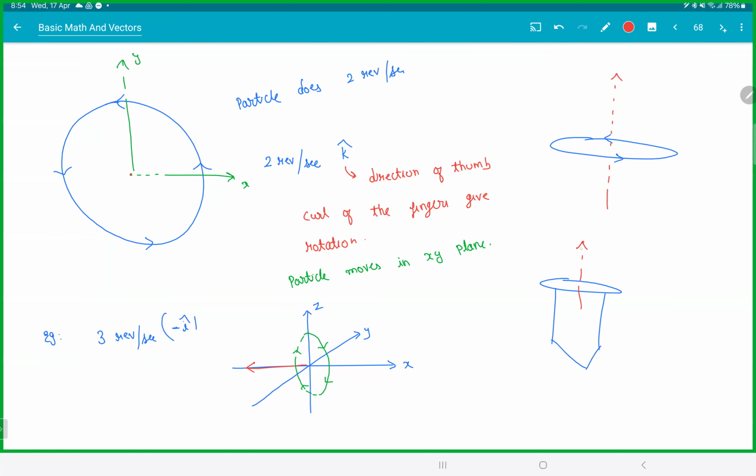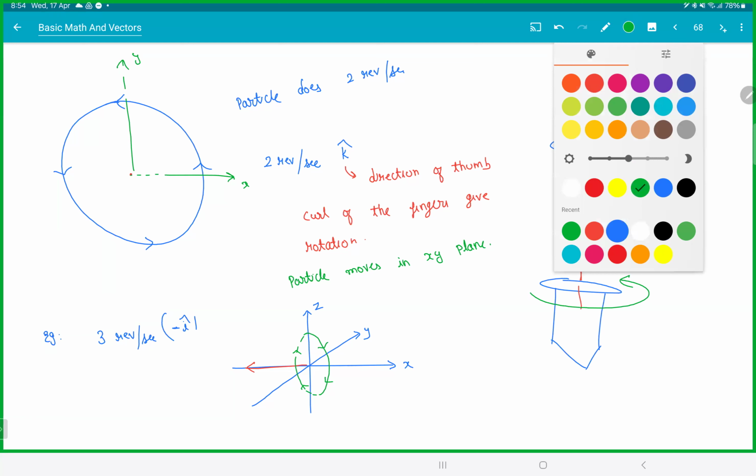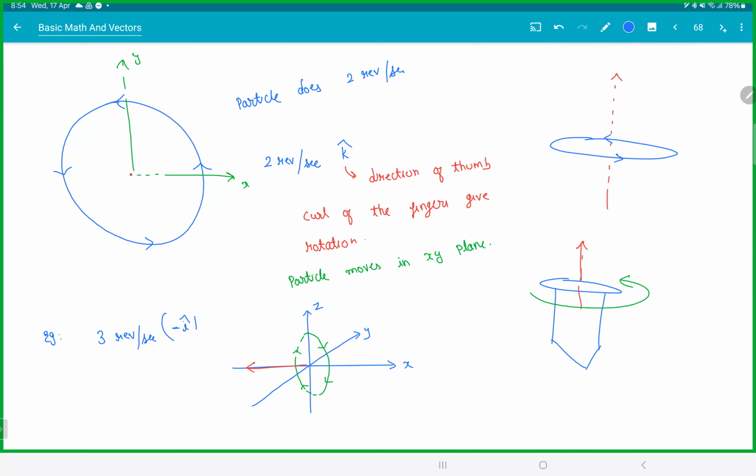If you want the screw to go this way, put your thumb along this and rotate. So the rotation has to be this way. Is this clear, everyone? What is the meaning of a pseudo vector?